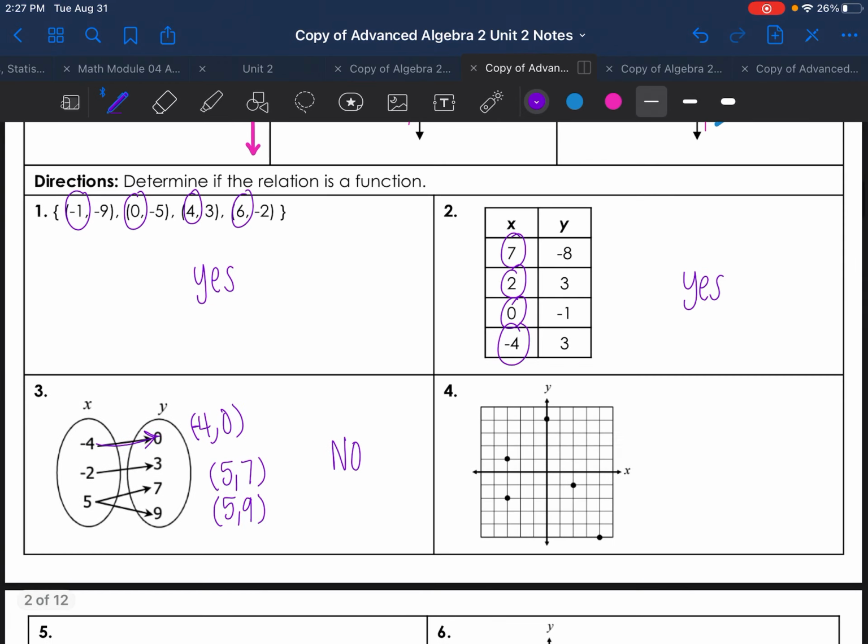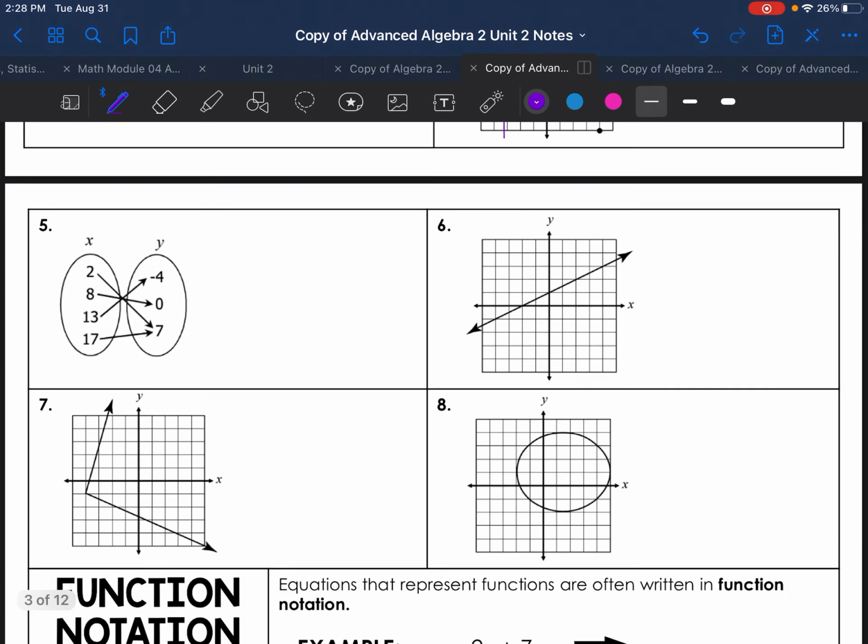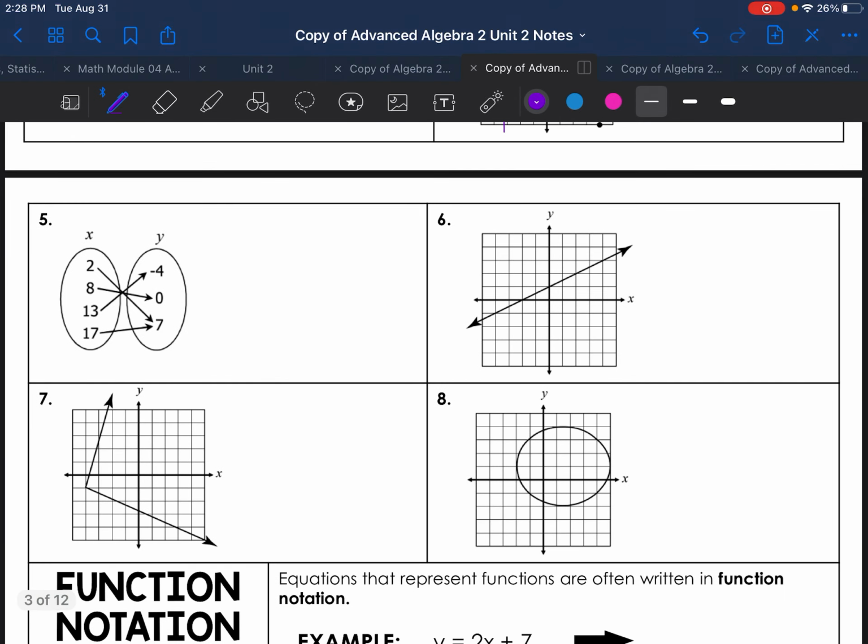And number 4 is no, because these 2 points have the same x value. They do not pass the vertical line test. Pause the video again, and on your own, try questions 5 through 8.